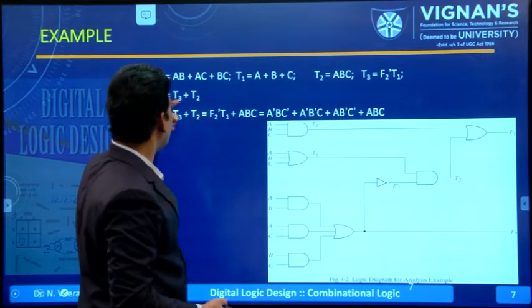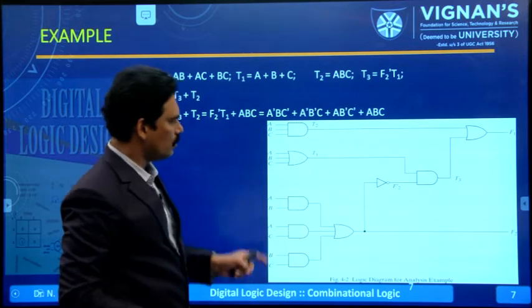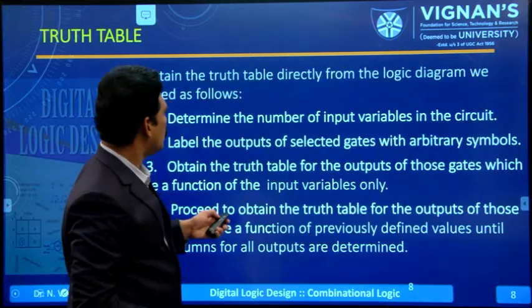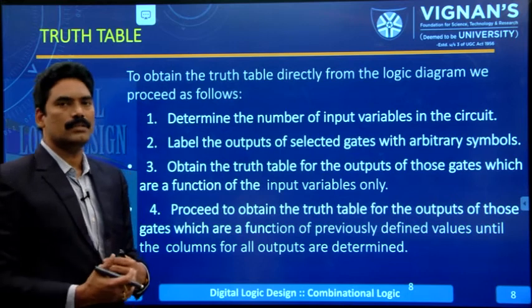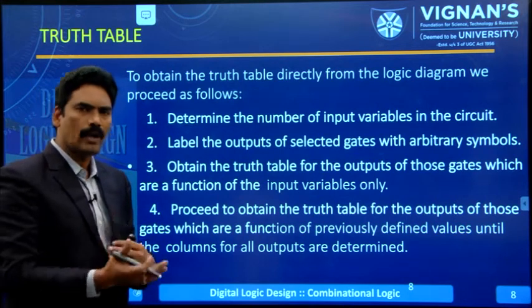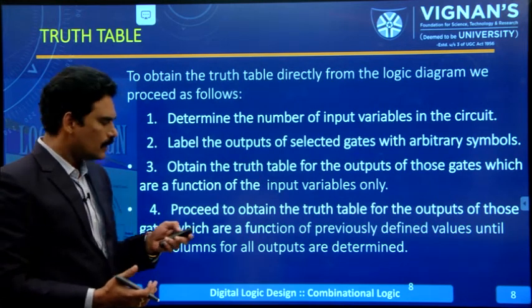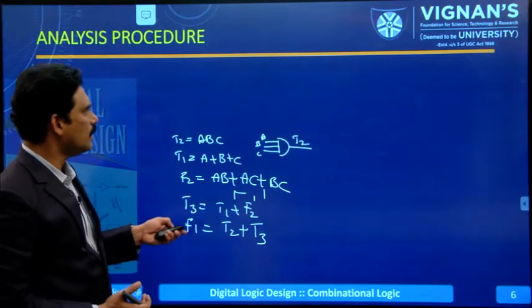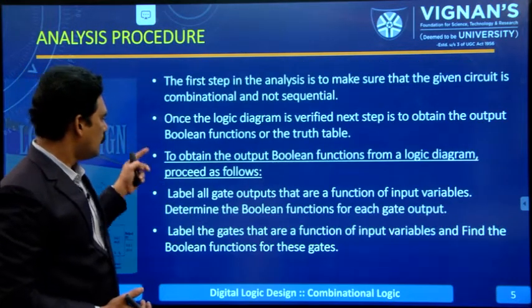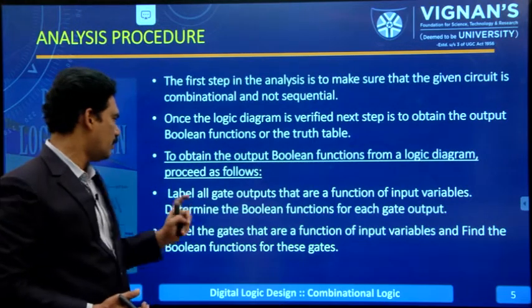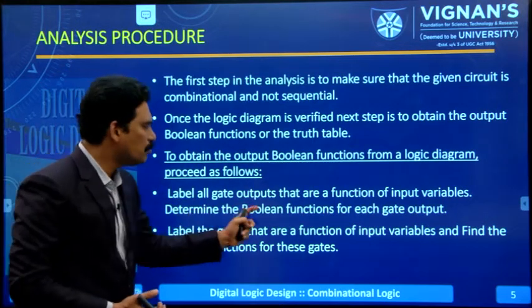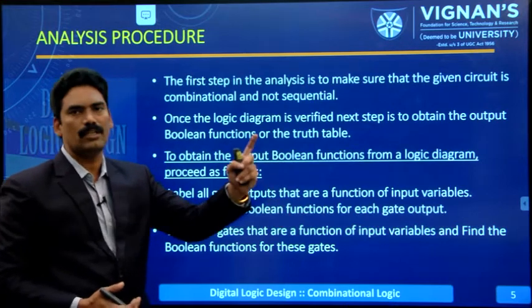And F1 is equal to T3 plus T2, like that we have written. Okay, and now, what is the next step? The next step is that we have to identify all these. See here, what is the first step? Label all gate outputs that are a function of input variables. That means determine the Boolean functions for each gate output.